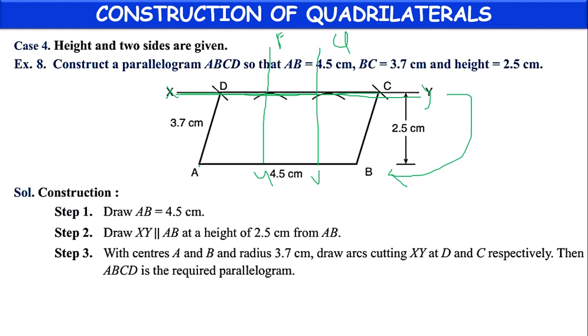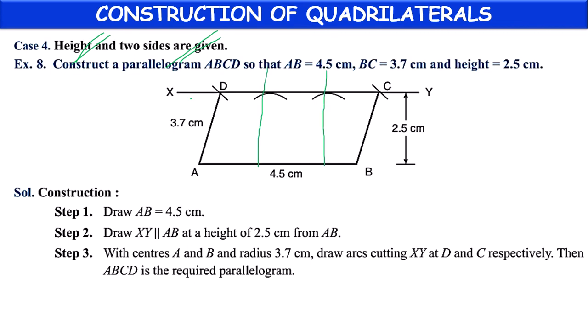Now from point A, because this distance is 3.7 cm, AD should be 3.7 cm. From point A, with 3.7 cm, cut a line, join this line. And from point B, because opposite sides are equal, with 3.7 cm, cut this line with an arc, mark it as point C, join this line, and you will get the parallelogram ABCD. This XY is only a construction line, children. So, in this way, when they have given one height and two sides, with the help of parallel lines and perpendicular lines, we can construct the parallelogram.